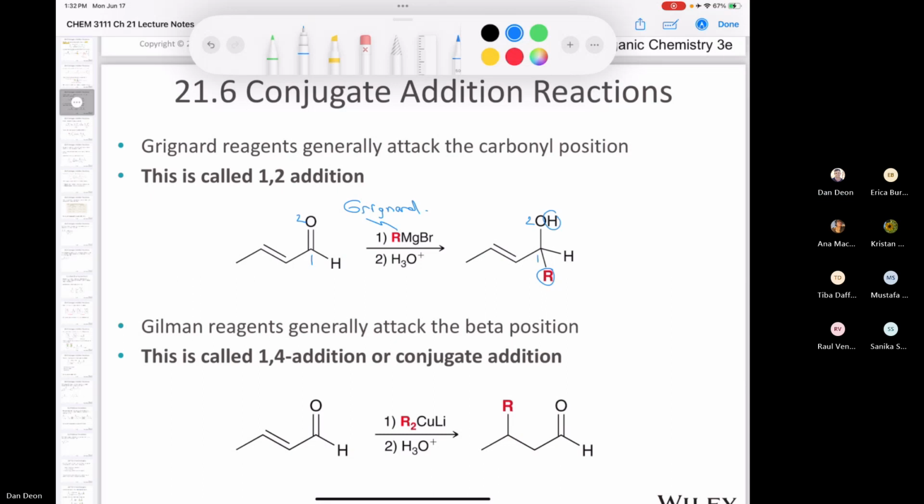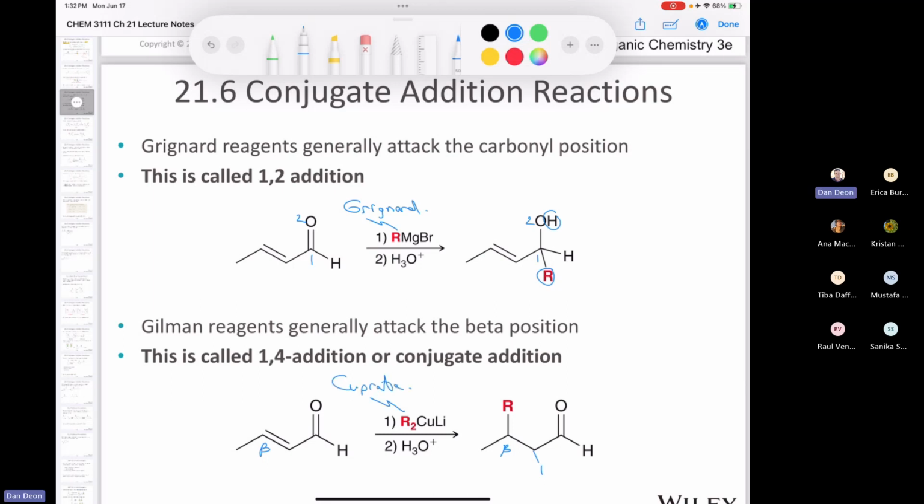However, if you add at the beta carbon, and again, this is the beta carbon here, we call that 1-4 addition. Now, if you're looking at this product here and you're saying, no, it's not, because you added a proton here, so why isn't that called 1-2 addition? Well, it's a good point. And again, this is a Gilman reagent or a cuprate.